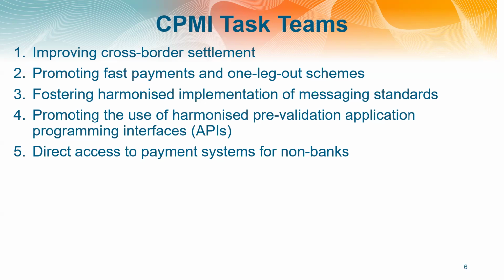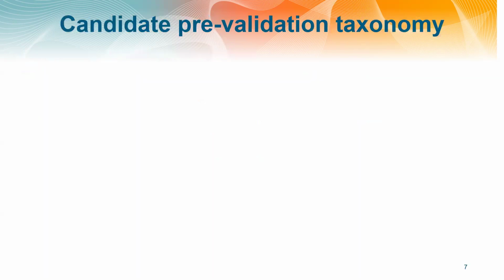Okay then. So I'm now going to go on to the question of a pre-validation taxonomy. Now, this is a candidate because it's produced for the CPMI PI task team that we just talked about. The idea is that it will provide a general way of structuring kinds of pre-validation so that people can understand what they are and the differences between them.